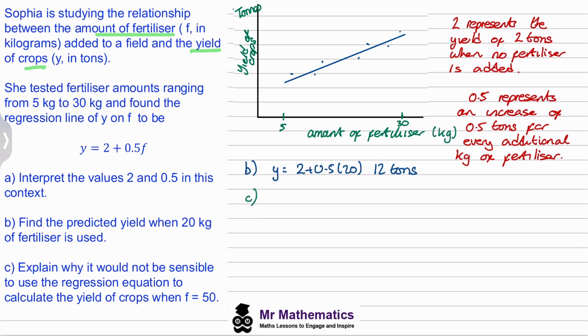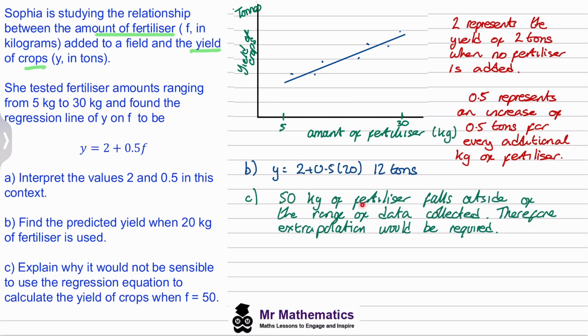And then for part C, explain why it would not be sensible to use the regression equation when F is 50, where you can see that 50 falls outside of our range. So we'll say 50 kilograms of fertilizer falls outside of the range of the data collected, and therefore extrapolation would be required.